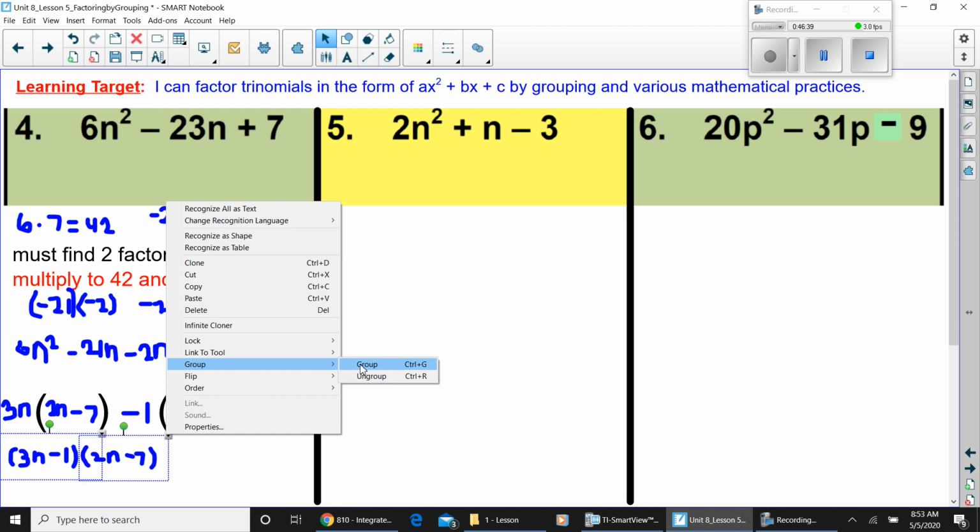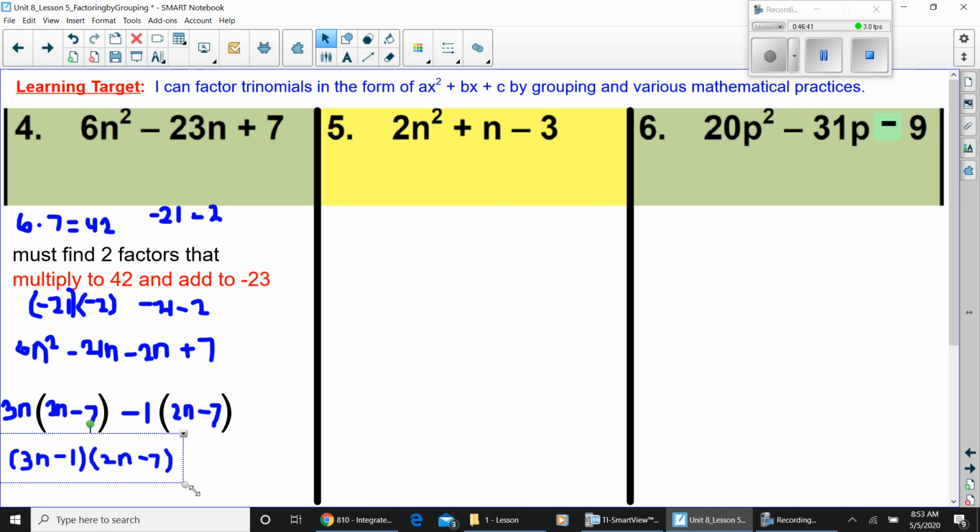Go ahead, do the next one, see if you can start it. Hopefully you can, and press pause.